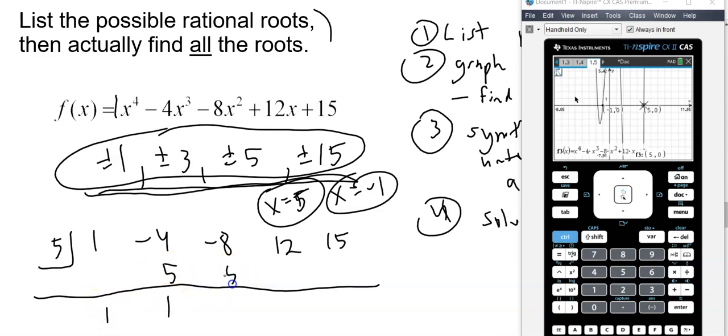So we get 1, 5, negative 3, negative 15, negative 3, and negative 15. Phew. Remainder 0.